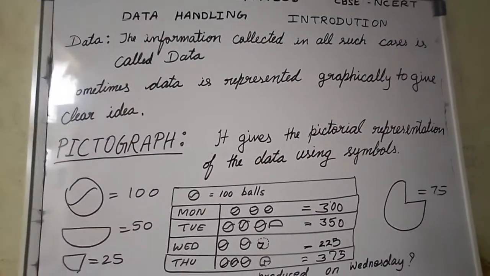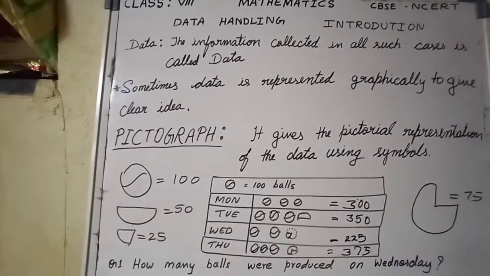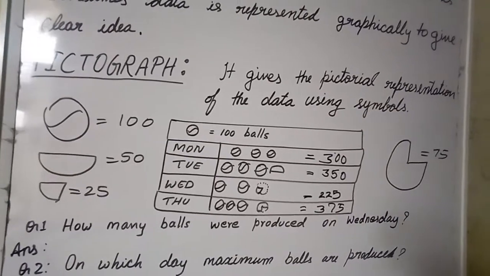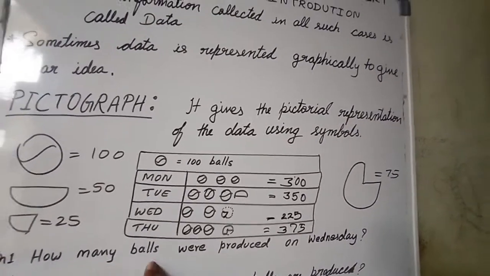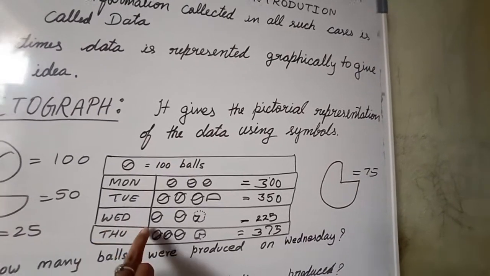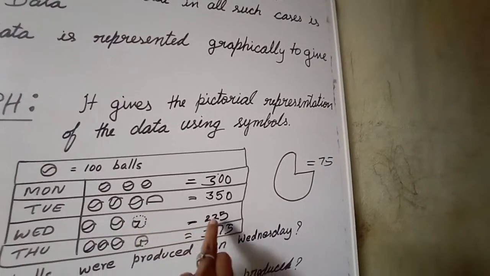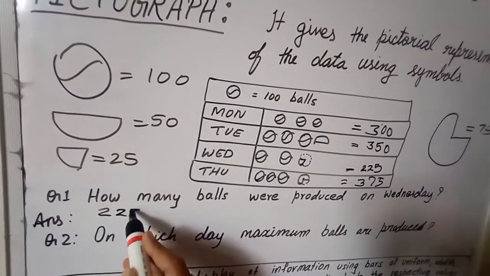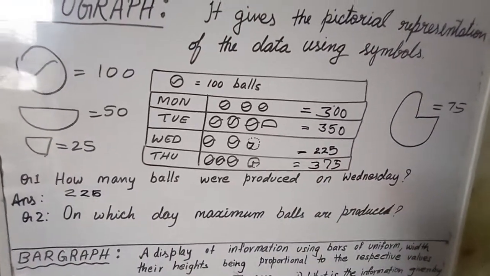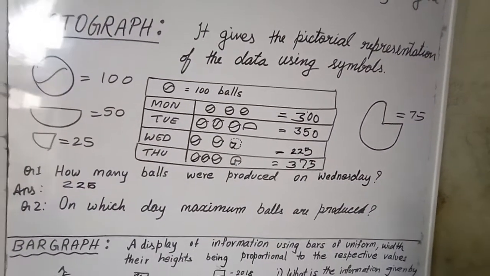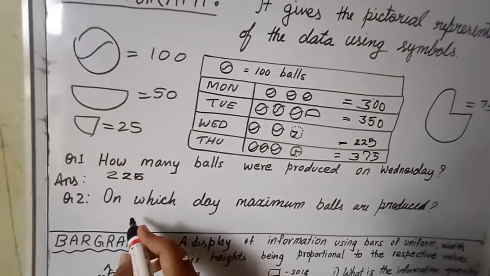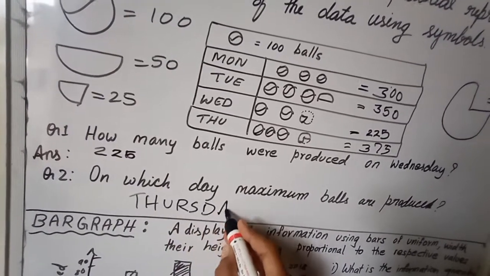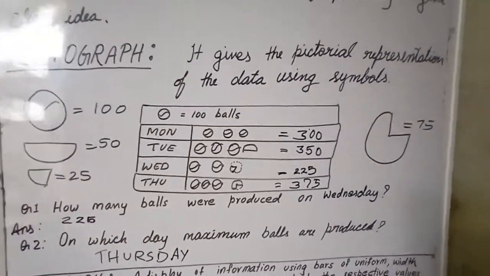Another way that after this also you can get a lot of information. How? Now in the exams they ask this type of question. But in your day-to-day life, by seeing this you will understand how many balls were produced on Wednesday. You have to go for Wednesday. Here 2 balls and a quarter, so 225. You can write very easily that the answer is 225. The next one, on which day is maximum production there? You can see that the last day, that is Thursday. So you can write the clear-cut information from the pictograph.